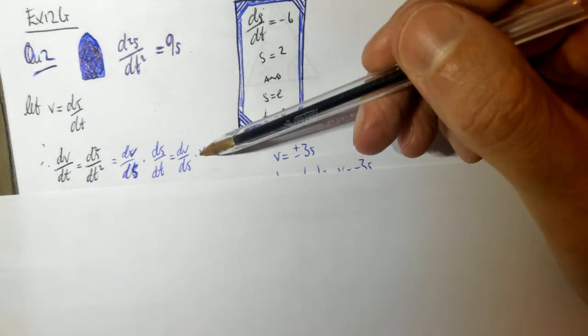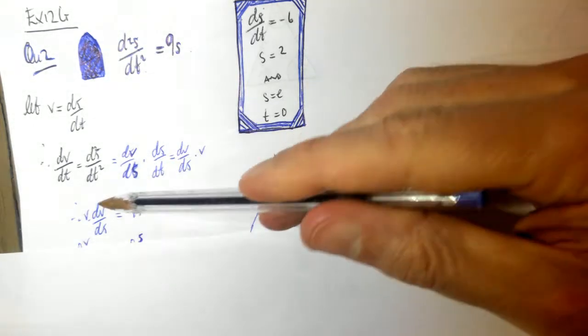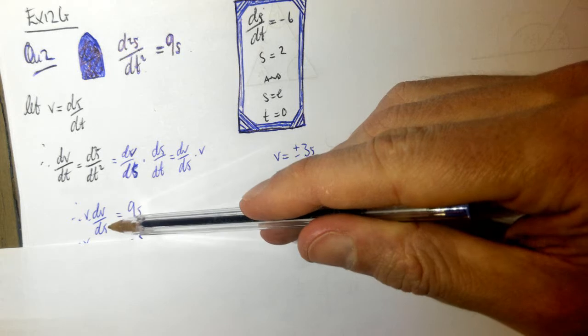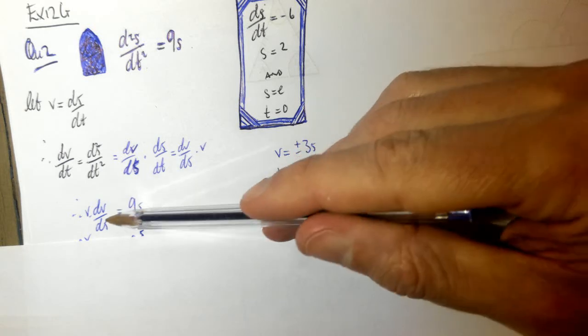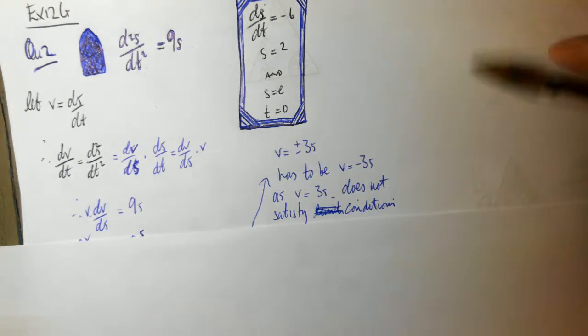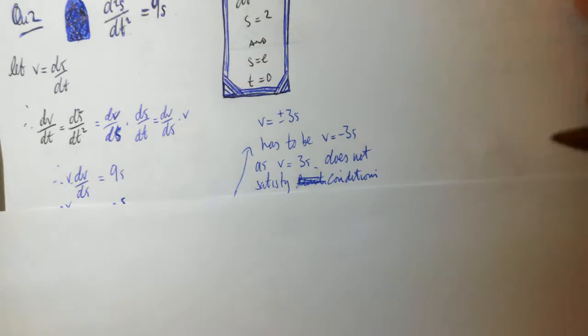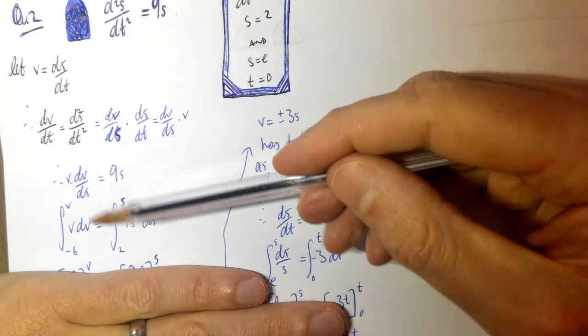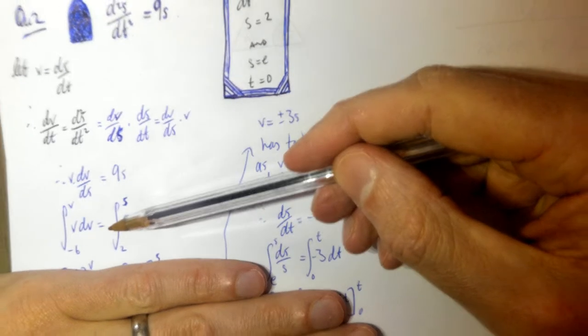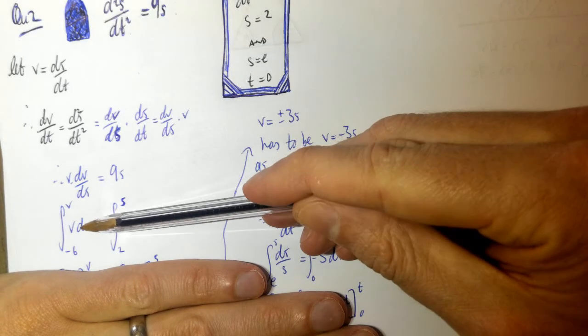We kind of have to just explain our steps there. Alright, so I've subbed that in. So now we've got v dv by ds is equal to 9s. So I bring the ds up, don't I? So we're back into our integration now. So I've got, let's look at the limits now then, right? This is where we go back to v is ds by dt, don't forget.